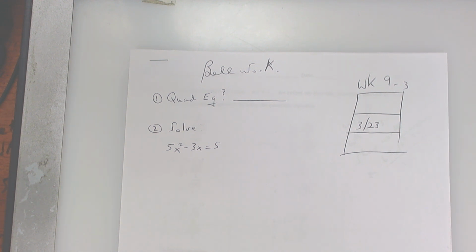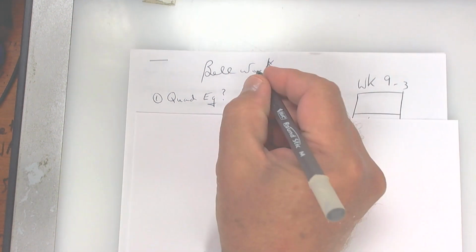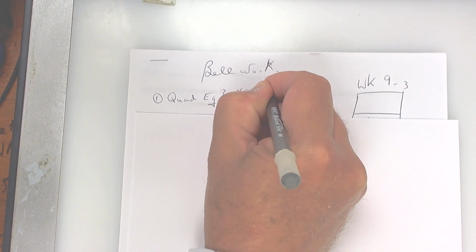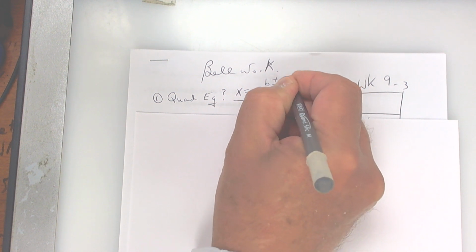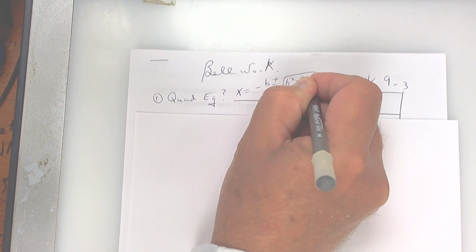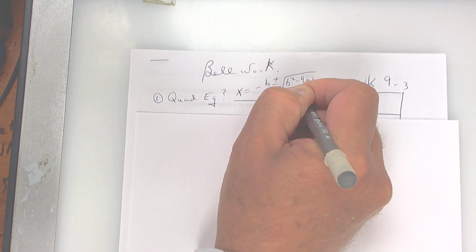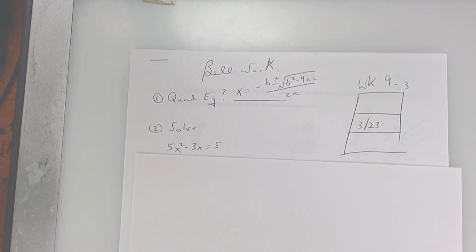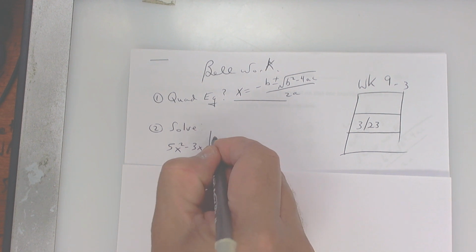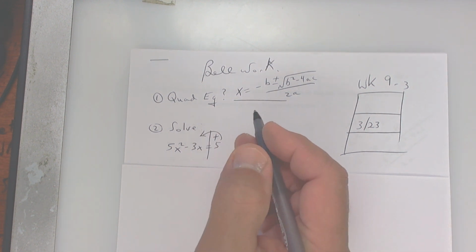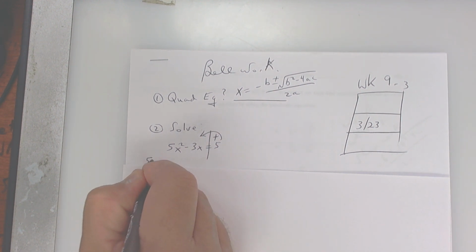Well, we know the quadratic equation is x equals negative b plus or minus the square root of b squared minus 4ac, all divided by 2 times a. And we also know that we have to get it equal to 0. So we're going to take this plus 5 and move it over here. It becomes a negative 5.